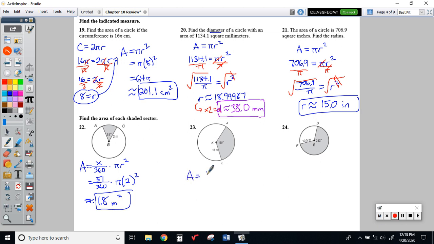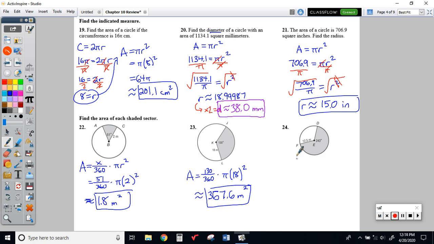On this one, x over 360 becomes 130 over 360 times pi r squared, so times pi times 18 squared. And again, we can just round off to the nearest tenth, so you could stop right there. If you did have to get an exact answer, you reduce this fraction, multiply everything together, and do it that way. But we've got 130 over 360 times, and 18 squared is 324, so times 324 pi, and we'd have 367.6 approximately. 367.6 meters squared for number 23.